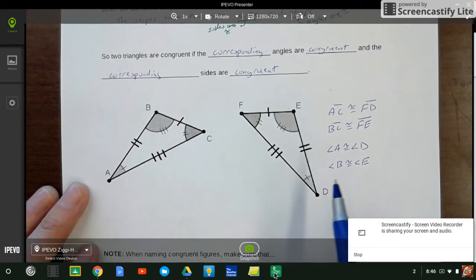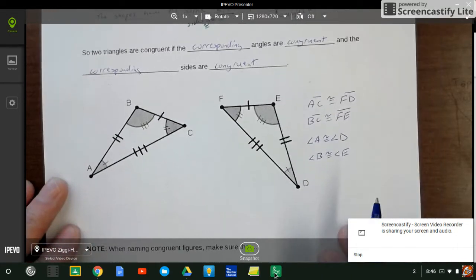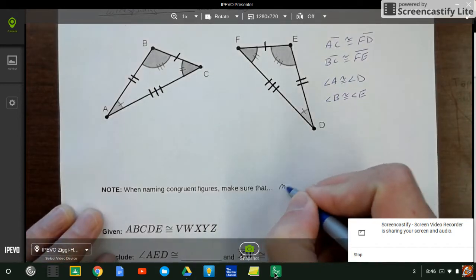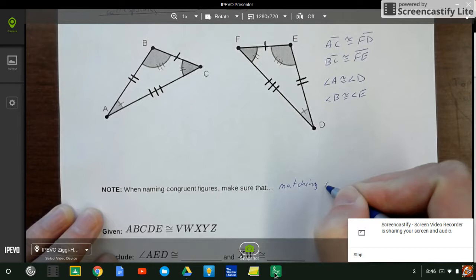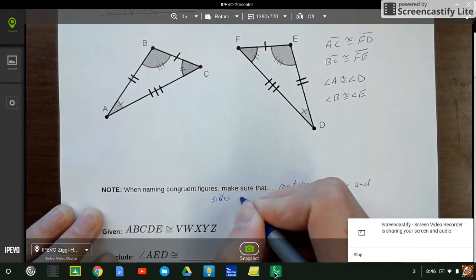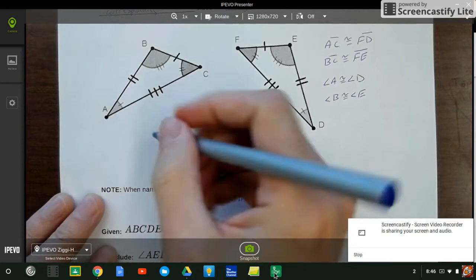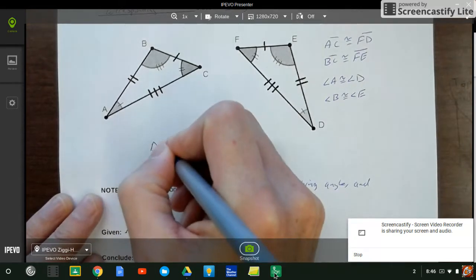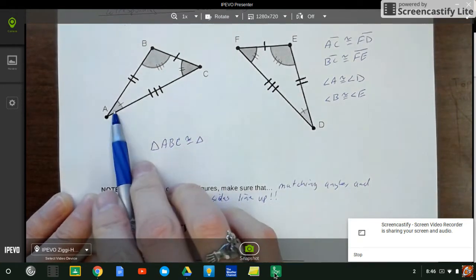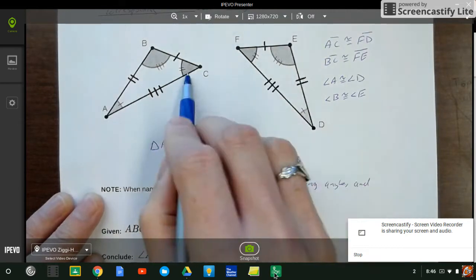Okay, so still using the word corresponding, but it's a little different than when we talked about corresponding angles of parallel lines. Here's the catch. When we name these congruent figures, make sure that the matching angles and sides line up. Okay, so in this case, however I call the first one doesn't matter. Triangle ABC will be congruent to triangle. Now I have to match them up. So angle A matches angle D, angle B matches angle E, and angle C matches F.